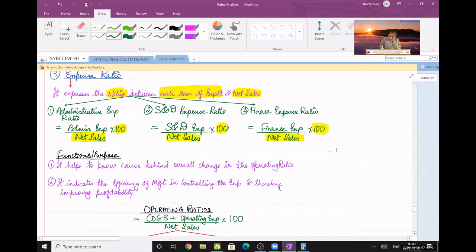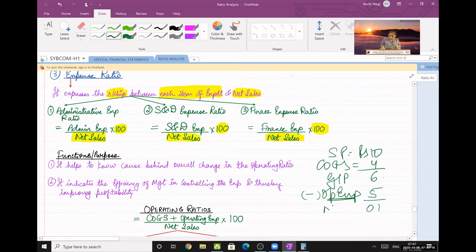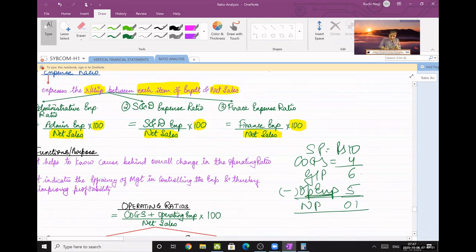So same example I'll give you. Selling price is 10, COGS is 4, so my GP is 6. From this I will subtract my operating expense. The example I had taken was 5, so my net profit is 1. So if I can estimate this, I can also plan that I can change this. I will try to lower this down. If I bring it to 3, then 6 minus 3 is 3, so my profit will increase by 2 rupees. Okay, so this is called cost controlling.